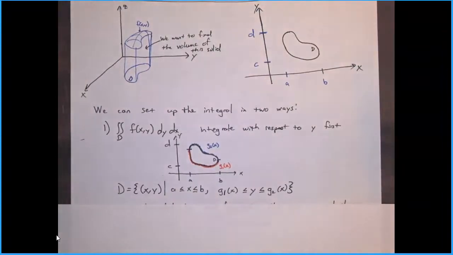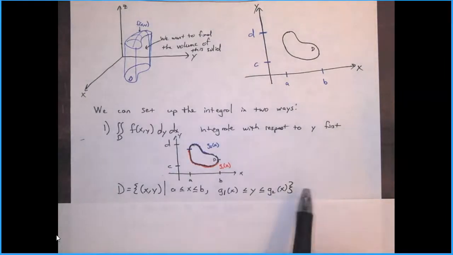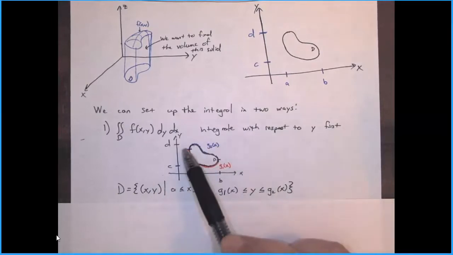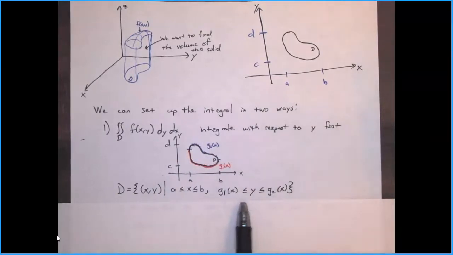So to summarize everything I just said, now with more written details, I can describe this region by bounding my y variable between two functions of x. So some g1 of x is the lower bound, this red curve. g2 of x is the upper bound, this blue curve. And say, okay, those are my bounds for y.